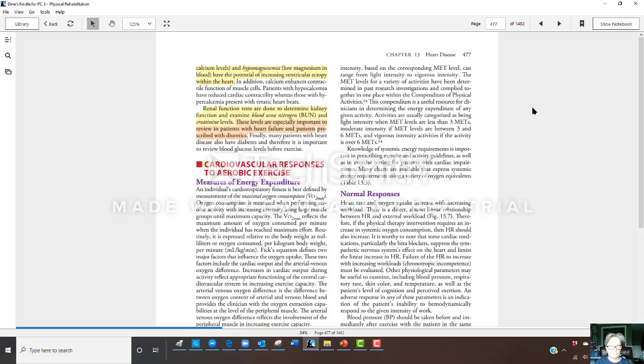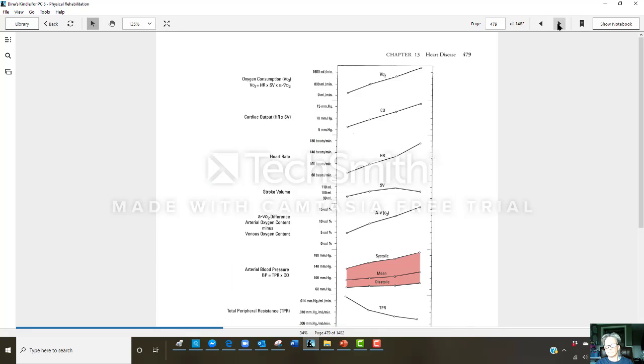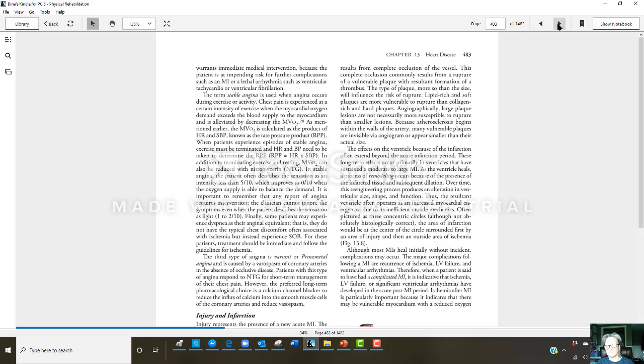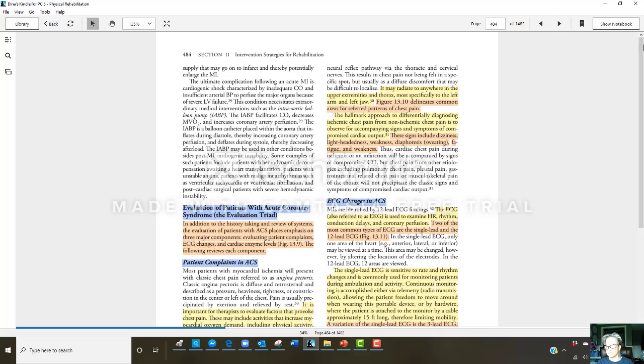Renal function tests are done to determine kidney function and examine blood urea nitrogen, BUN, and creatinine levels. These levels are especially important to review in patients with heart failure and patients prescribed diuretics. Finally, many patients with heart disease also have diabetes, and therefore it is important to review blood glucose levels before exercise. Page 484. Evaluation of patients with acute coronary syndrome, the evaluation triad.